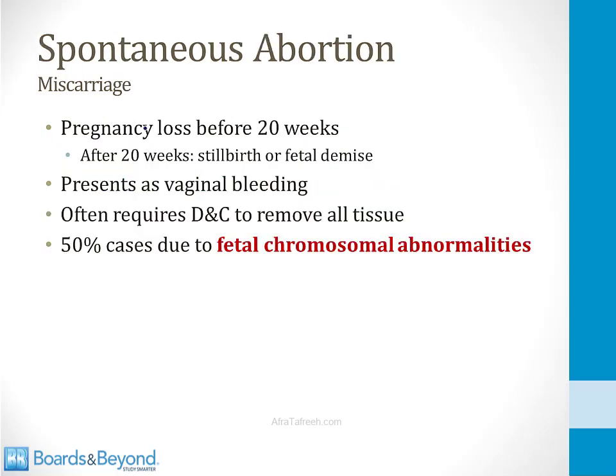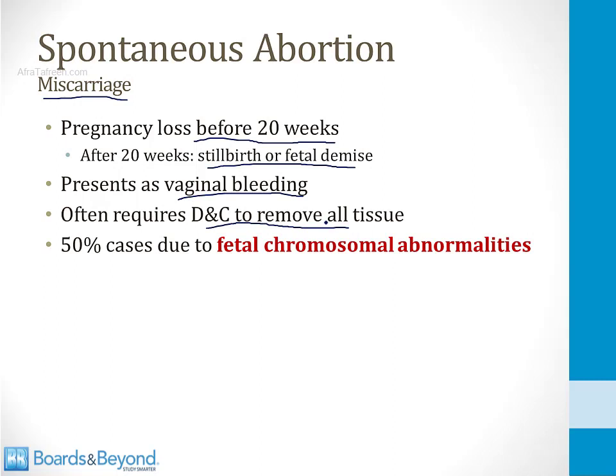Now let's talk about spontaneous abortion, which is also called a miscarriage. This refers to pregnancy loss before 20 weeks. Pregnancy loss after 20 weeks is usually referred to as a stillbirth or fetal demise. Spontaneous abortion usually presents in the first trimester as vaginal bleeding. It often requires a surgery called the D&C to remove all of the fetal tissue.